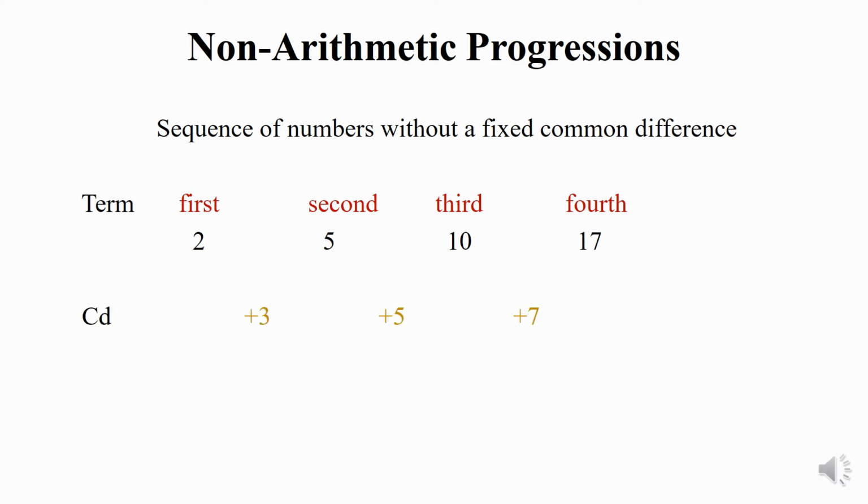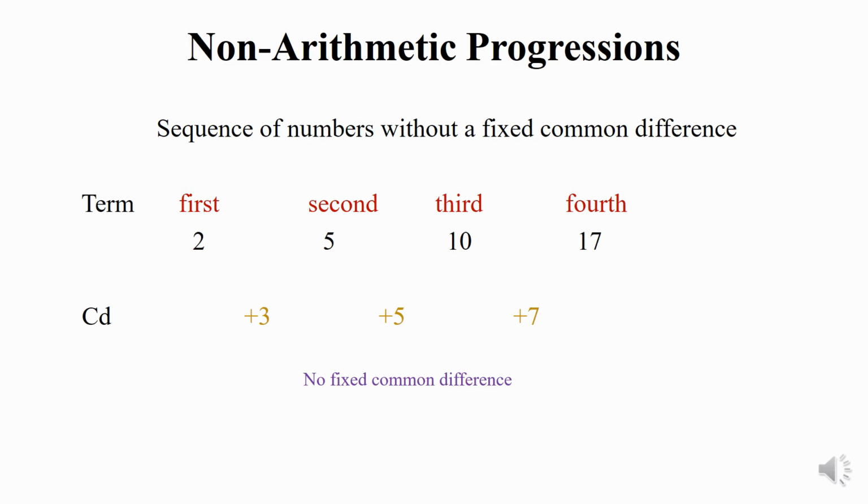Between the second term and the first term, the difference is 3. The common difference between the third and second term is 5, and between the fourth and third term is 7. Look, this common difference is not the same. So there is no fixed common difference. Because of this reason, this example is said to be a non-AP.